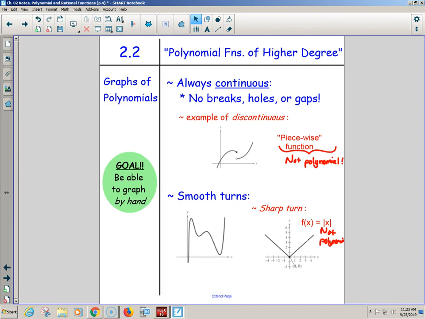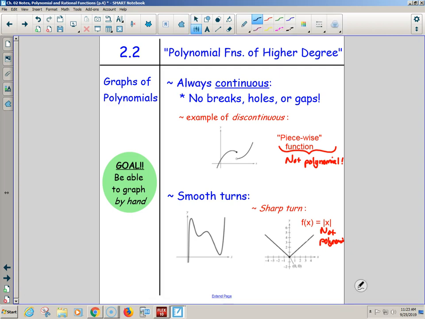So the goal is to be able to graph crazy higher degree polynomials by hand. So a few things that you guys know. First of all, always continuous, and second of all, always smooth. Now, there are other graphs that might be broken, but not these guys, and there are other graphs that might have sharp turns, but not these ones.